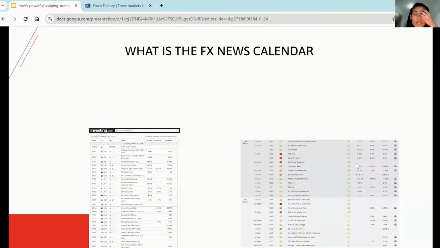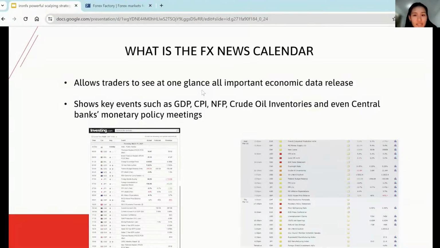There are a lot of economic calendars out there for you to use. You can see in this example, on the right, we have what we just saw, forexfactory.com, and on the left, we have investing.com, which is another website that you could use as well. We saw earlier what exactly the FX News Calendar is. It allows traders to see at one glance all important economic data releases, and shows you key events such as GDP, CPI, NFP, crude oil inventories, and even central banks' monetary policy meetings.